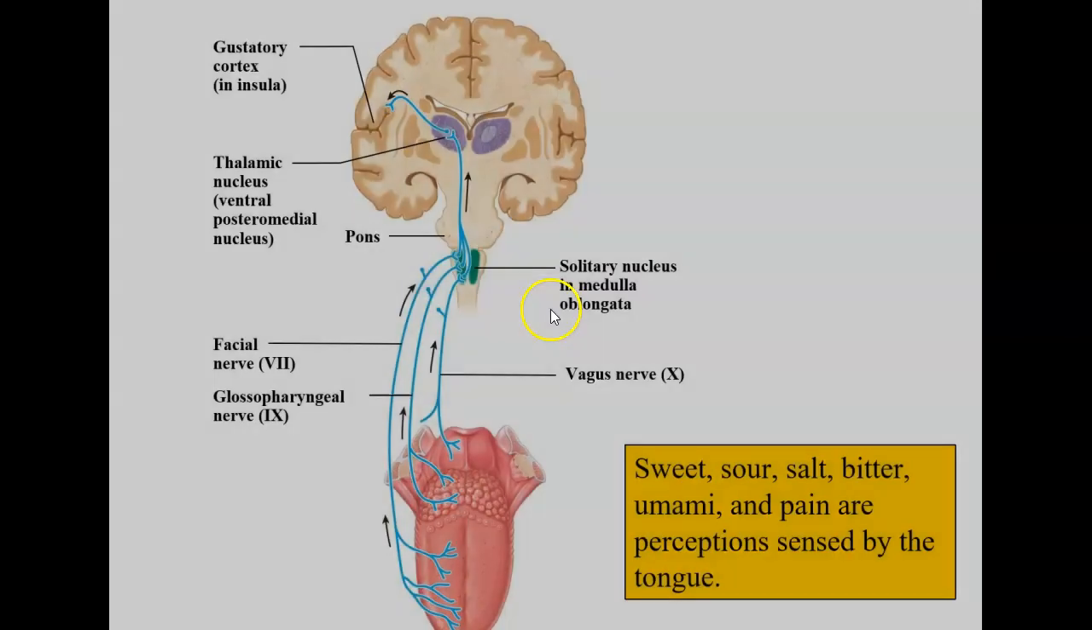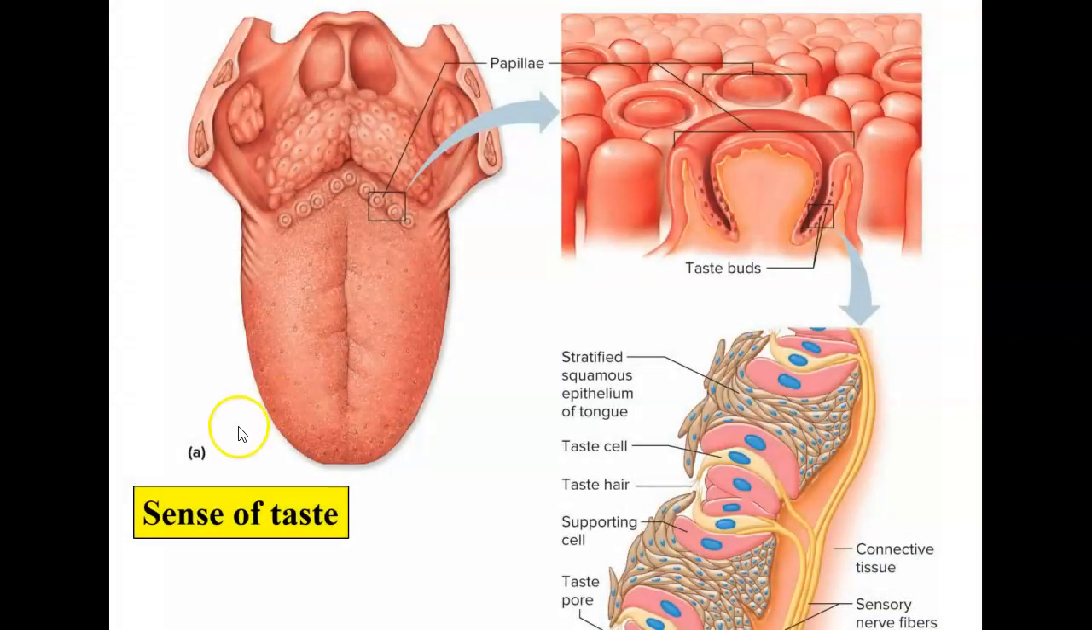Let me go back to the tongue. So the sense of taste is also known as gustation, and it's going to be done by taste buds. So if you look at the tongue here, these little papillae, which are these little pillars of skin, all of these papillae here are going to have taste buds in them.